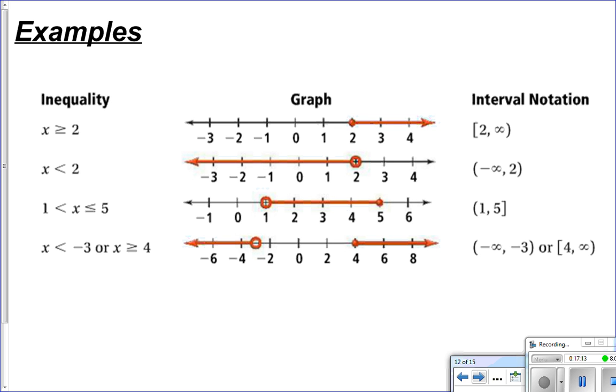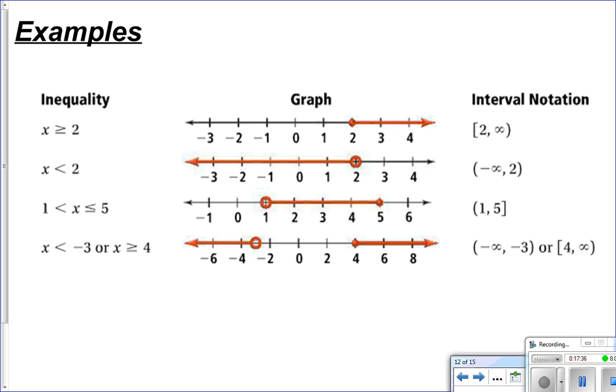So here's some examples. Here's x is greater than or equal to 2. It's a closed circle, everything to the right. 2 is your minimum. There's infinity. X is less than 2. So it's an open circle on 2. It's everything less than it. So it's from negative infinity to positive 2. But since it's less than, it's going to be parentheses.